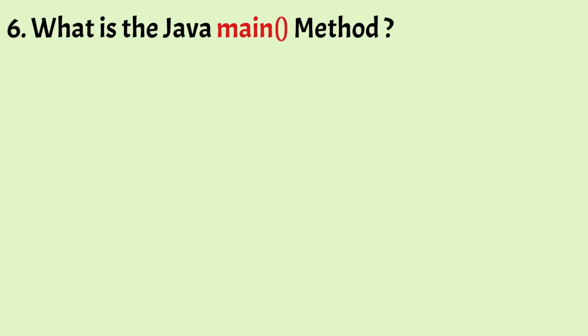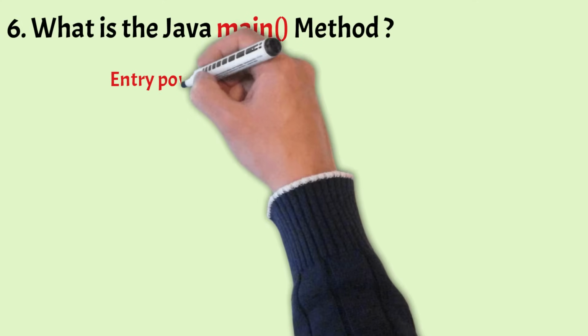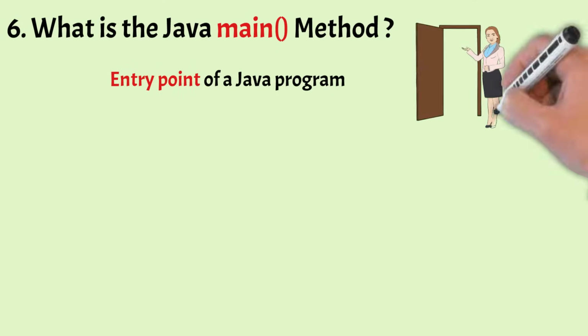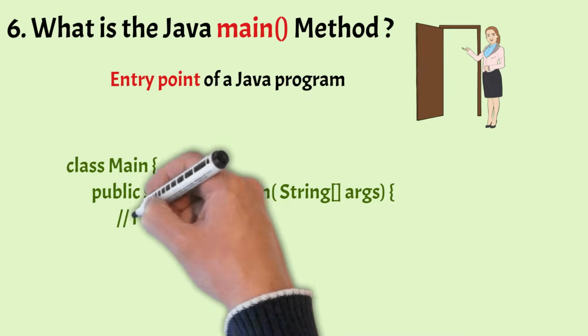Okay, so let's try to understand what is the Java main method. In a Java program, the main method is a method where the execution starts, or it is the entry point of a Java program. Hence, it is one of the most important methods of Java. The Java compiler or Java virtual machine looks for the main method when it starts executing a Java program. Now let's have an example of the main method in a Java program.